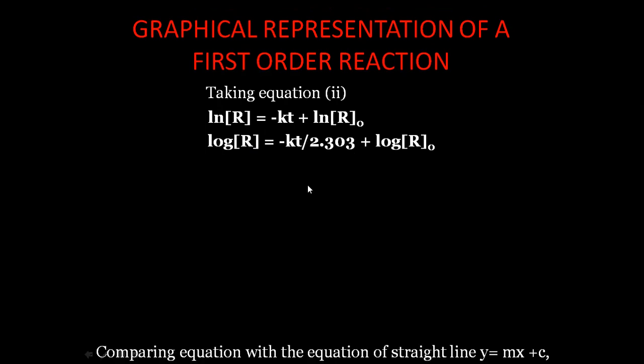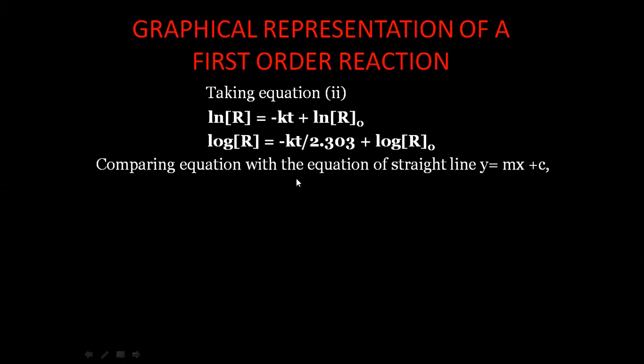If I compare this with the straight line equation, y equal to mx plus c, what will be y? y will be log r. In our zero order reaction, we got just r. What is m? m is the constant, minus k by 2.303. x is nothing but t, time, and log r naught is nothing but c, the intercept. The only difference is that before we plotted r against time, and we are now plotting log r versus time.